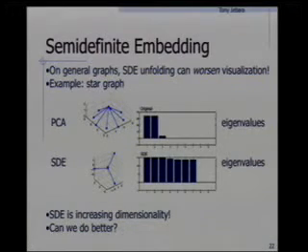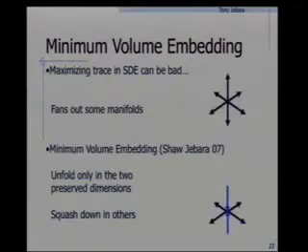So we have another algorithm that we suggested in 2007, because this idea of pulling in all directions doesn't always work. It fans out some manifolds and some graphs. Instead, we do this thing called minimum volume embedding, which says unfold in only the 2 principal directions you're going to keep and squash down on all the others. So pull in these 2 directions and squash down on all the others. The big directions should get as big as possible. The other directions should get small.